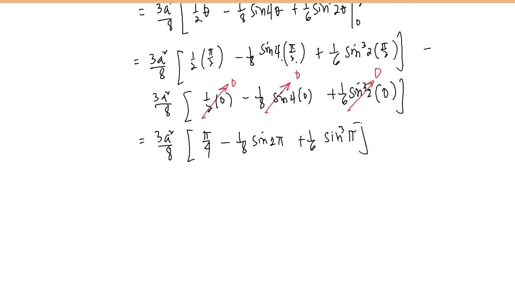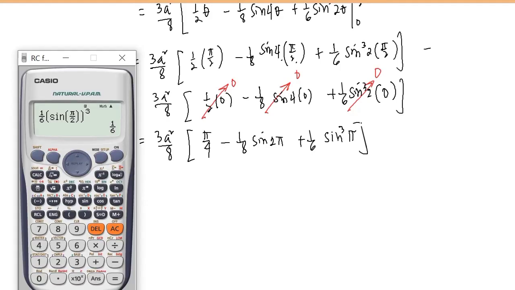And if we are going to evaluate the sine of 2 pi, so using the calculator, we make sure that our calculator is in radian mode. So we have here, so we are now in radian. So to check, it should be here.